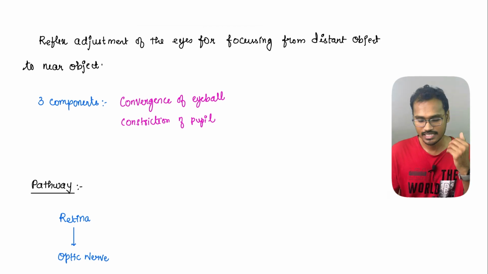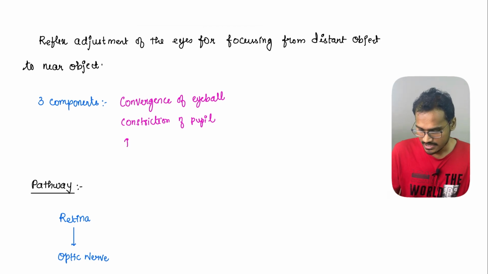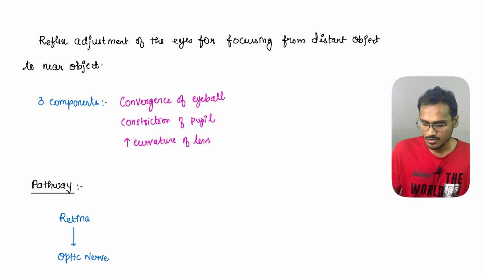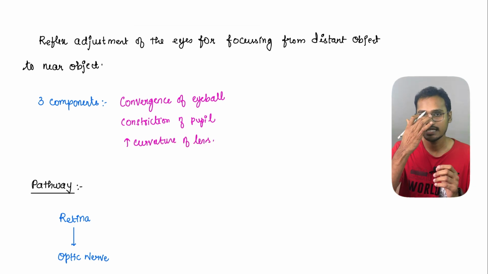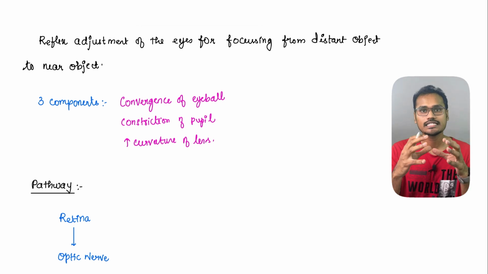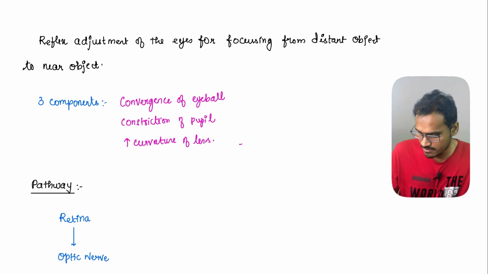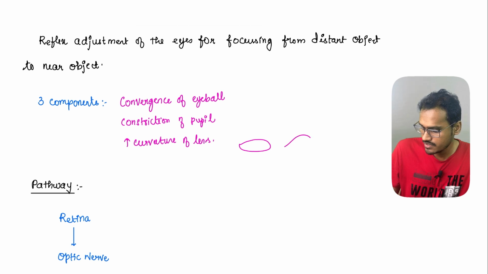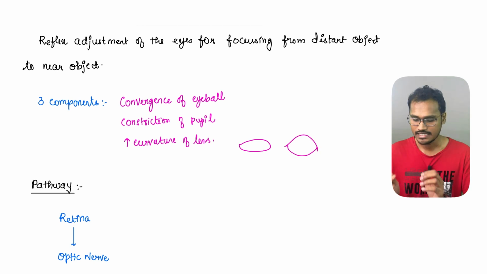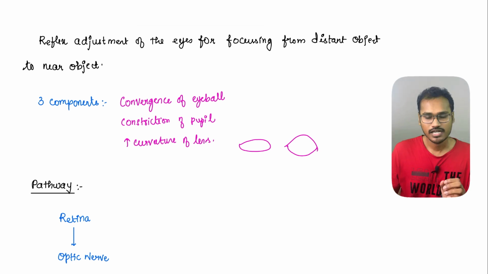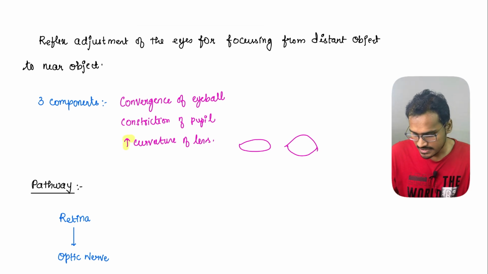And the third important component, which we are not going to see, that is happening inside, that is increase in curvature of lens. Due to the ciliary ligaments which are holding the lens, they are going to change. There is an increase in curvature of the lens. Suppose, for example, the lens is flat like this. Now what will happen? The lens curvature will increase like this. So this is called the increase in curvature. And some of the books write the accommodation reflex means it is the increase in curvature of the lens.